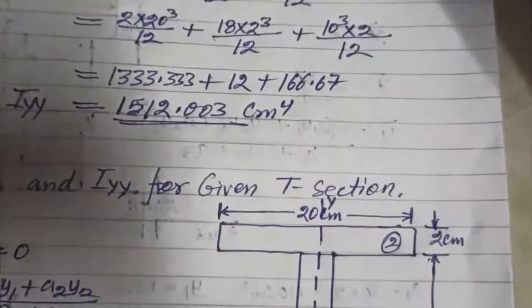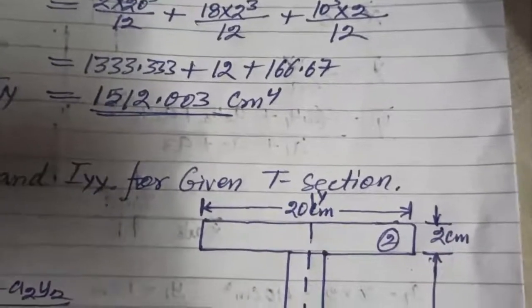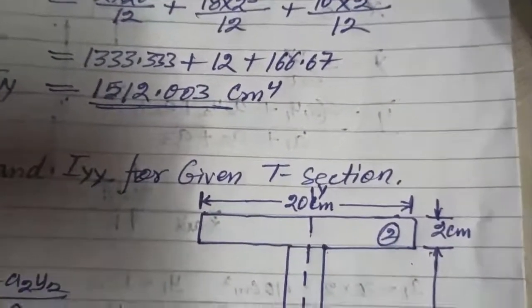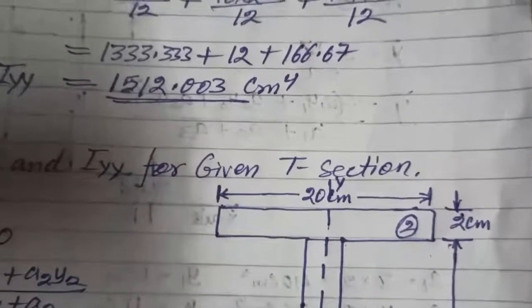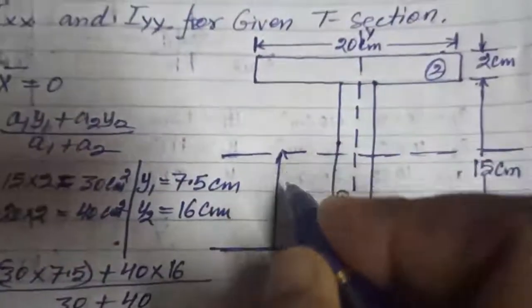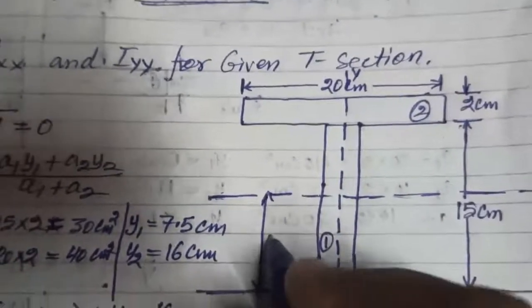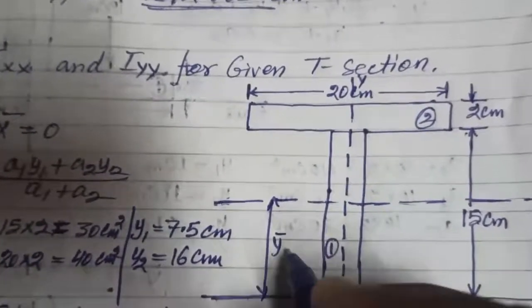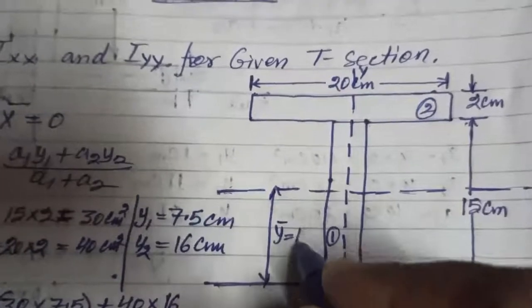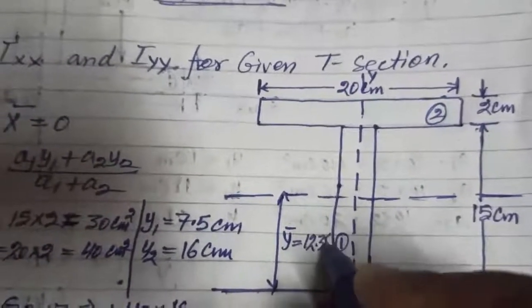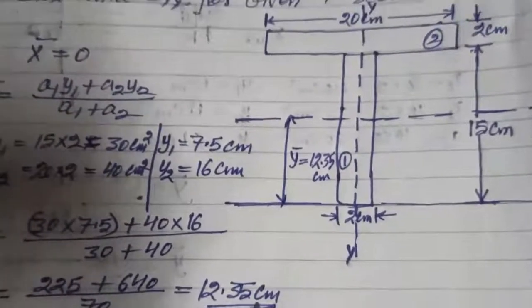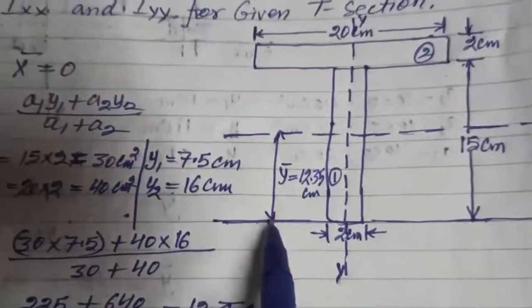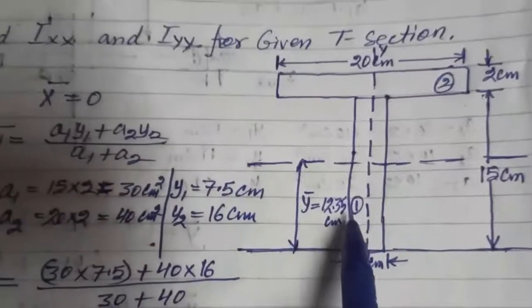So XX is lying here, from this reference line. Y bar is equal to 12.35 centimeter. So Y bar from here is 12.35.